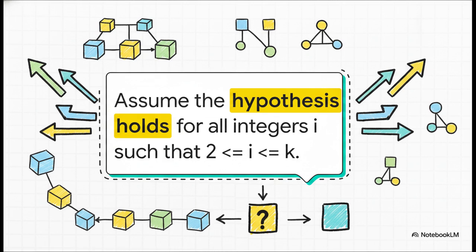It says, assume the hypothesis holds for all integers i such that i is between 2 and k, inclusive. This right here, this is the absolute core of strong induction. We are assuming our statement that a number can be written as a product of primes is completely true for every single integer starting from 2 all the way up to some arbitrary number k.